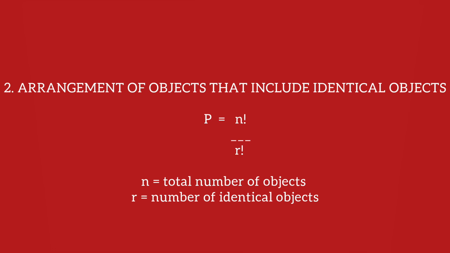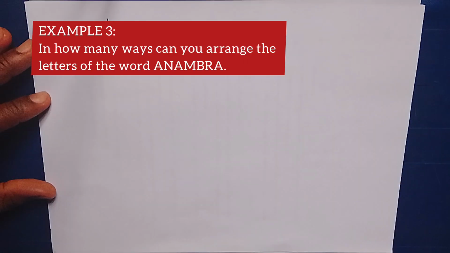Up next, we'll consider the arrangement of objects that include identical objects or identical elements. In this case, our number of arrangements, P, will be equal to n factorial over r factorial, where n is the total number of objects and r is equal to the number of identical objects. Now let's go into some examples.